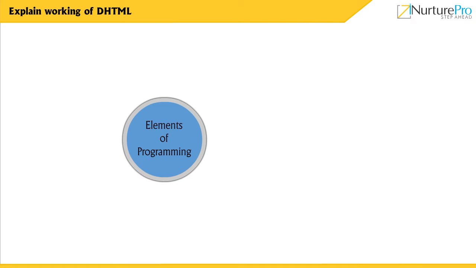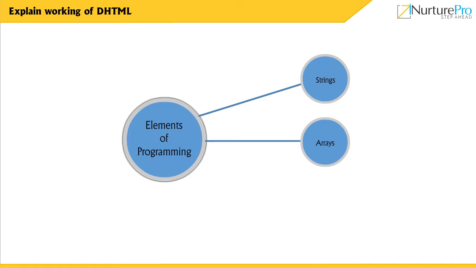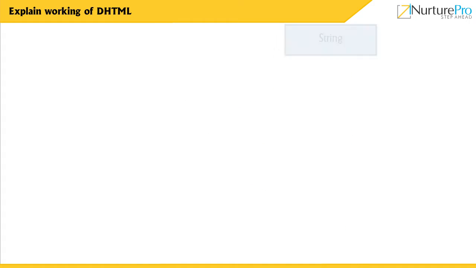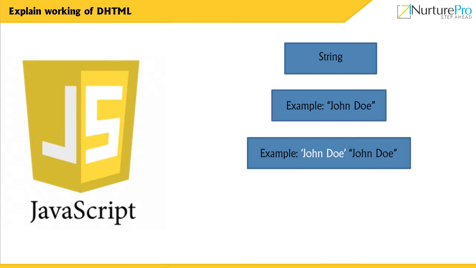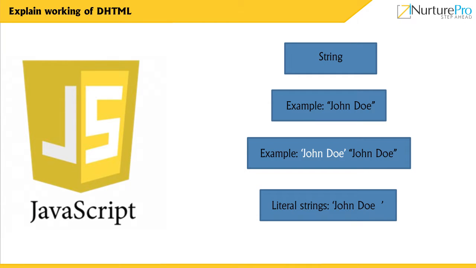Now, let's see the basic programming elements. The basic programming elements include strings, arrays, and menus. Strings are used for manipulating and storing text. A JavaScript string simply stores a series of characters like John Doe. Text can be anything inside quotes. You can use single or double quotes. Literal strings are assigned with a zero-length string value known as an empty string.